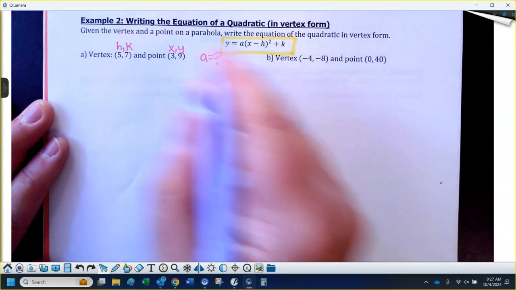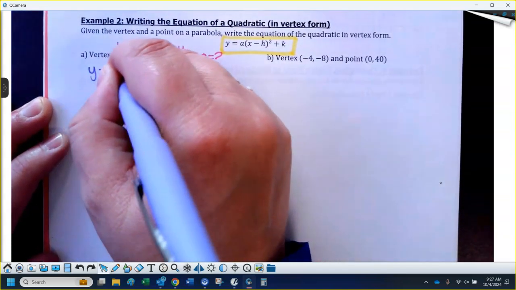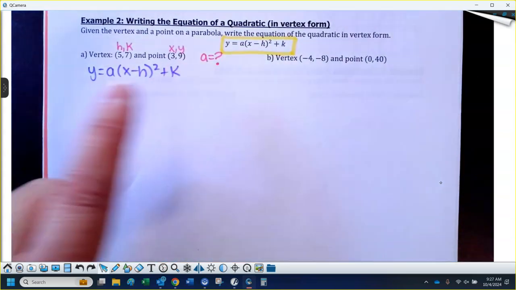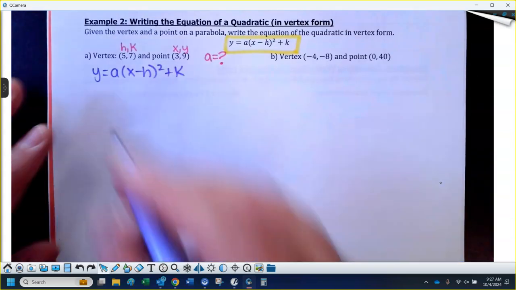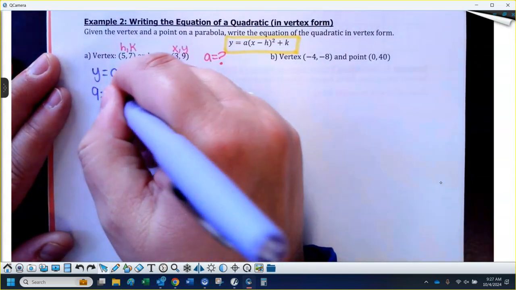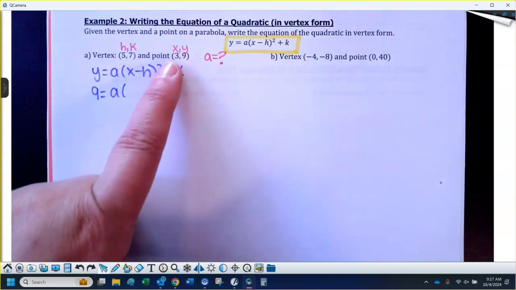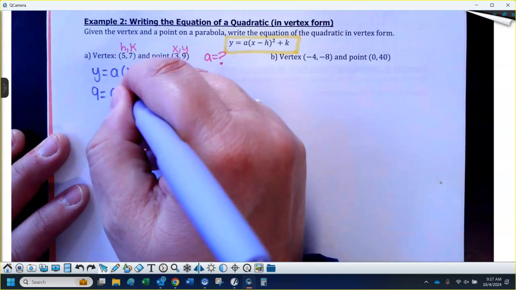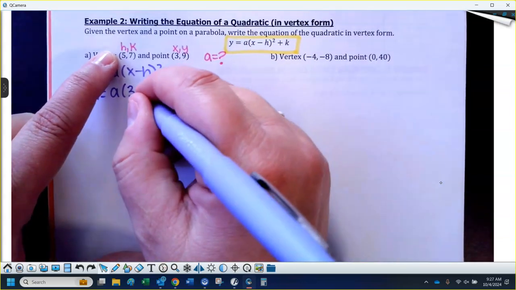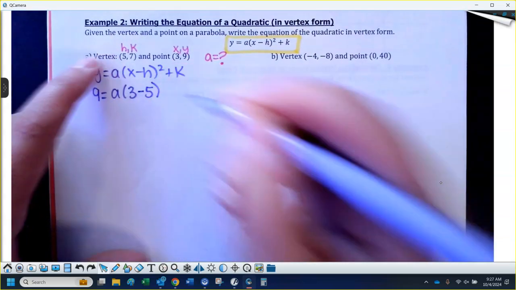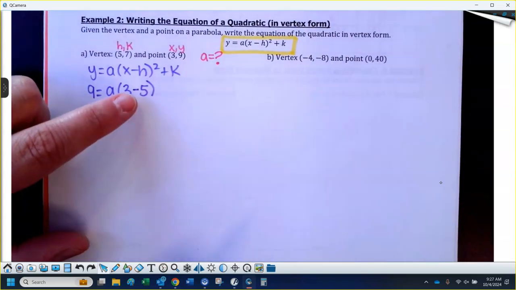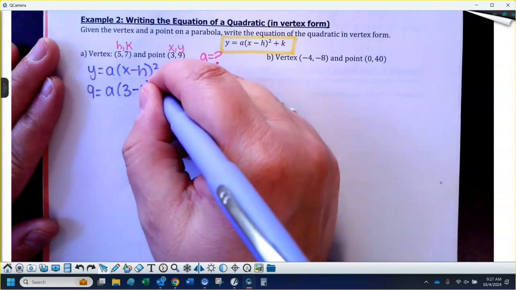So if I'm writing this out here, don't write this, it's in the middle of the page right there. I'm just going to kind of show you how I'm plugging it in. So for y, I'm going to grab the y coordinate of the point, which is 9. A, you won't know, so that'll be your variable here. X, you're going to grab the x coordinate of the point, which is 3. And then it's minus the x coordinate of the vertex, which is 5. So it does look like a -5 there. Remember, I always tell you guys it's the opposite of what it looks like. So that would look like a -5 in the formula almost.